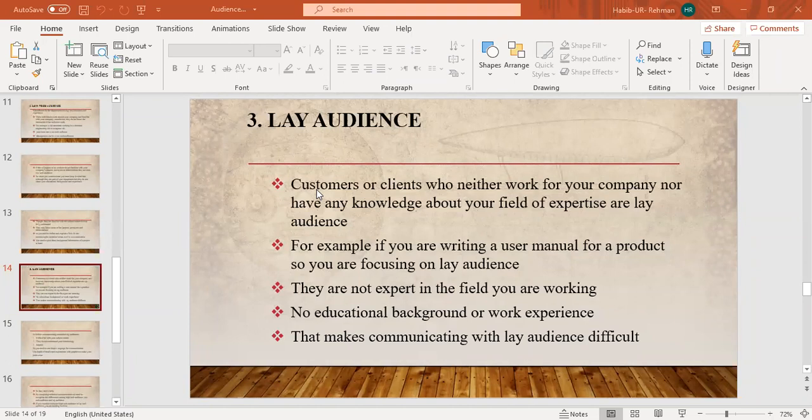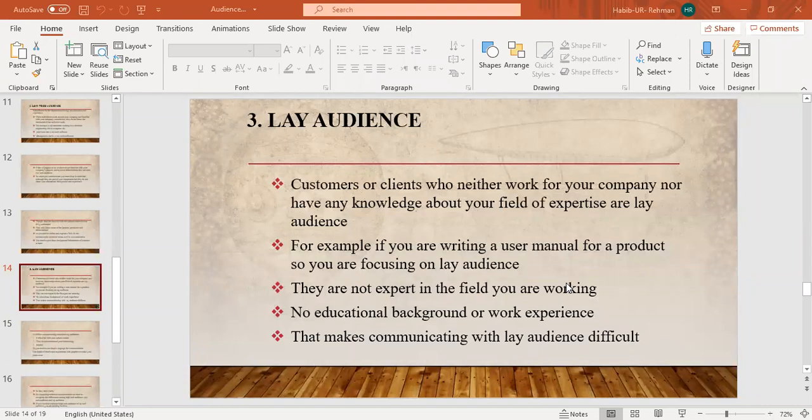For example, when you write a user manual, you write it keeping in mind the lay audience. You make it in a way that it should be understandable. It must be understandable for the reader. So you keep the lay audience in mind before writing any user manual, because generally user manuals give detail about the products. If you write in high tech language or high flown vocabulary, they won't understand your communication, they won't understand your writing.